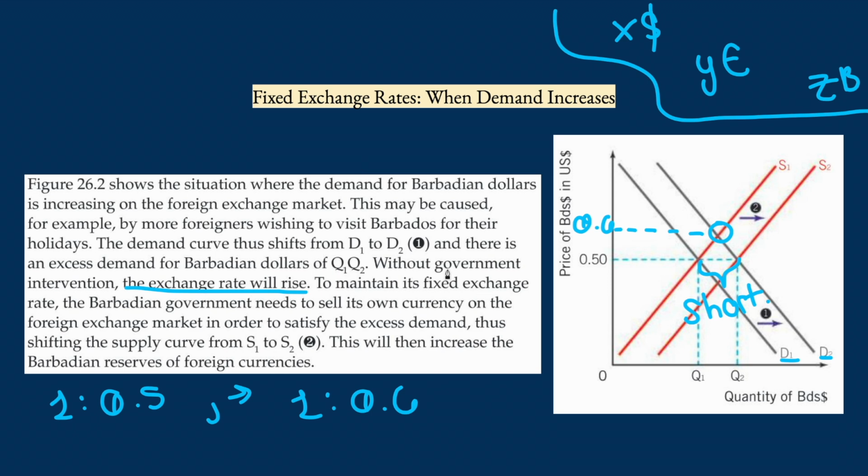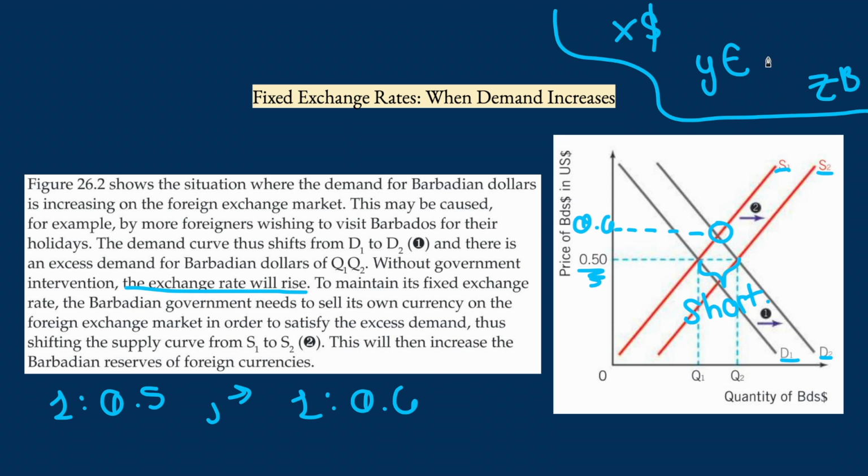So to maintain its fixed exchange rate, because they want to stay at the 50 cents so badly, the Barbadian government will intervene, and they will do so by selling its own currency on the Forex market in order to satisfy the shortage or the excess demand. Thus, that's how they shift the supply from S1 to S2. They increase the supply. So essentially, in this intangible Forex market.